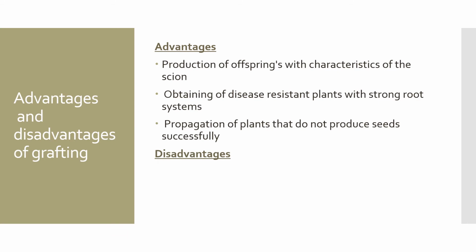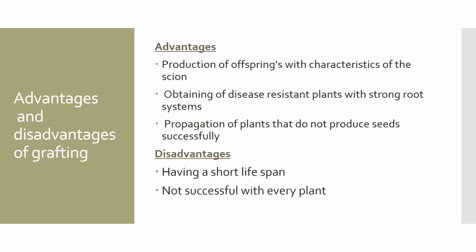And now we'll move to the disadvantages. The main disadvantage is that the plants we obtain from grafting have a short lifespan. Also, if it is a flowering plant which gives fruits, the period of giving fruits and the quality of the fruits will reduce with time. And also, we cannot apply this method to each and every plant. We can apply this method only for selected species.